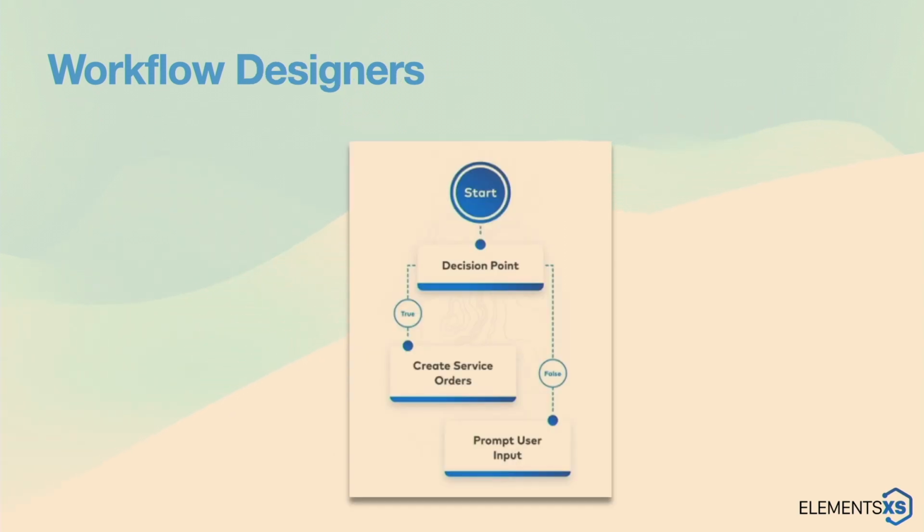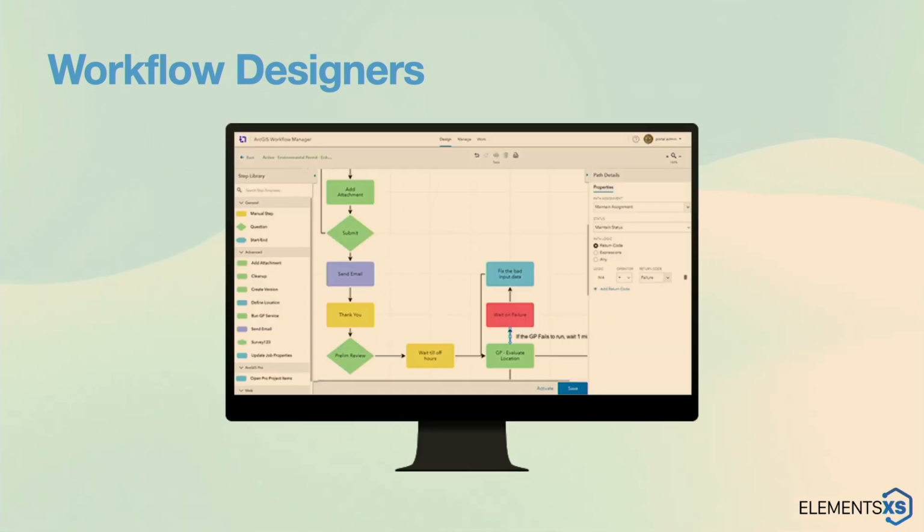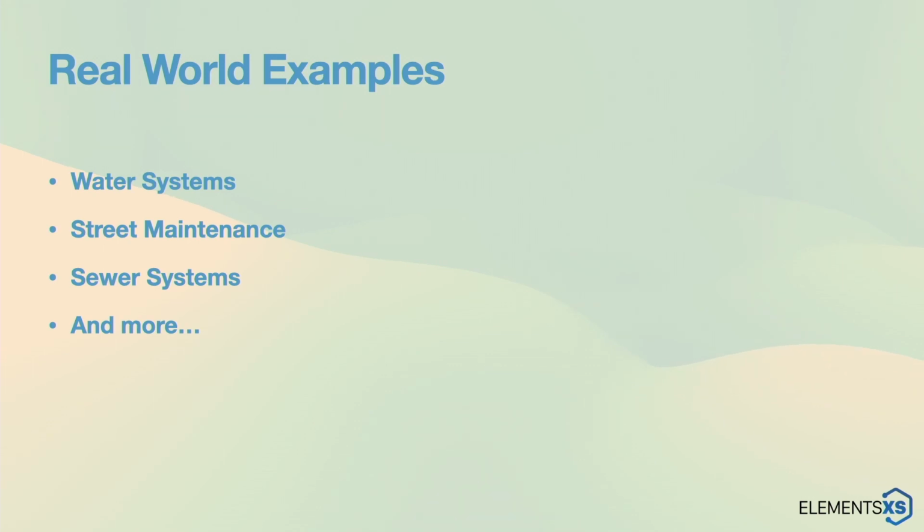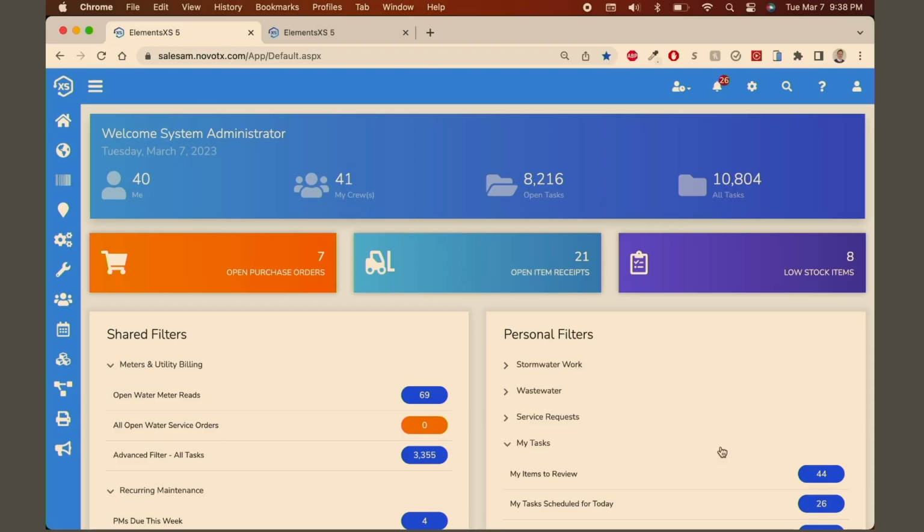There are workflow designers out there. Drag and drop are kind of the best types of designers out there. This is an example, ArcGIS Workflow Manager, which some of you might be familiar with. This is the workflow designer that will be featured in the back end of today's presentation. So we're going to look at water systems, street maintenance, sewer systems, and more. Hopefully you'll be able to get some ideas to take back with you.